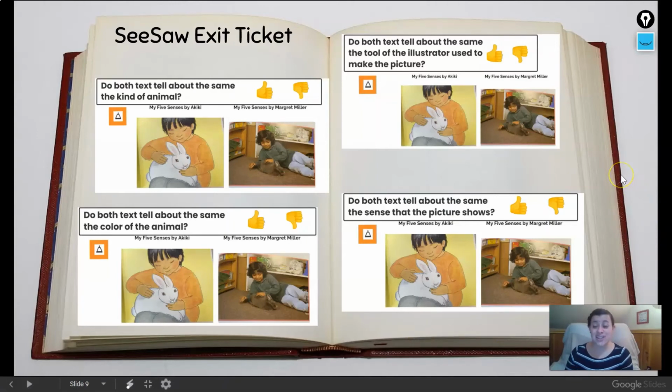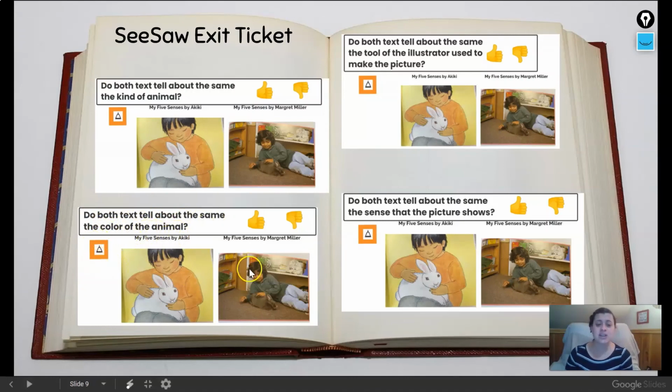So now you are going to be doing the same work in Seesaw. You have 4 pages today. You can access all 4 pages on the right side of the screen. You are going to be deciding if both texts tell about the same or not the same. So on the first page, do both texts tell about the same kind of animal? You're going to use the pencil and either circle thumbs up or thumbs down. The next page, do both texts tell about the same color of the animal?